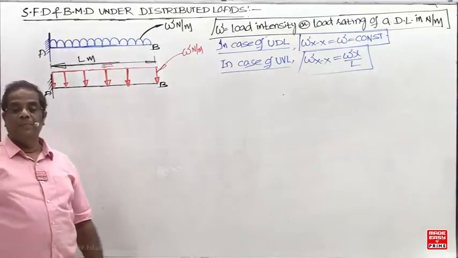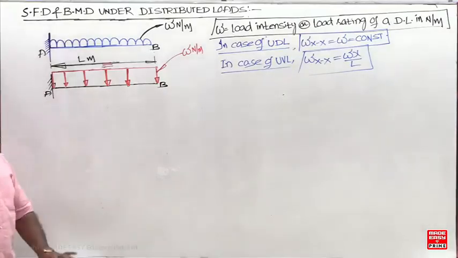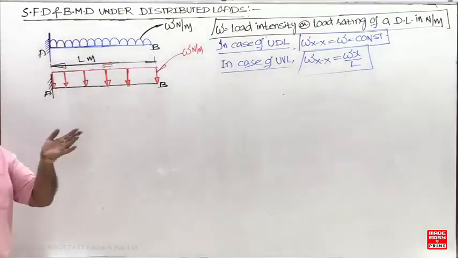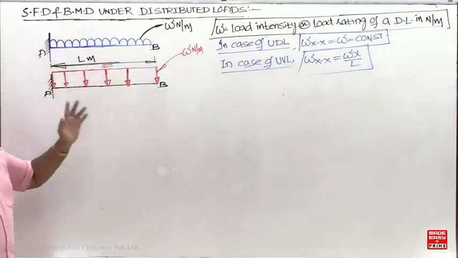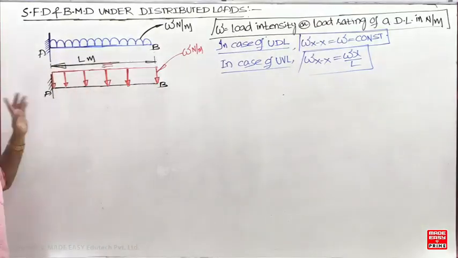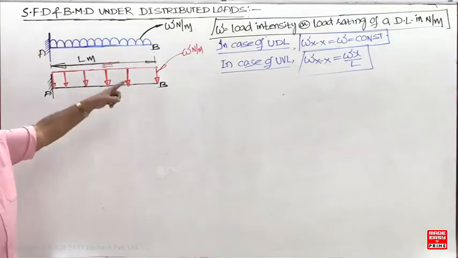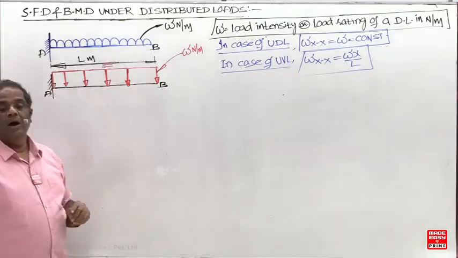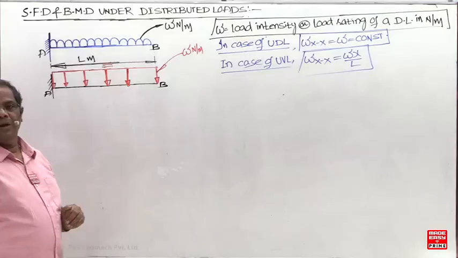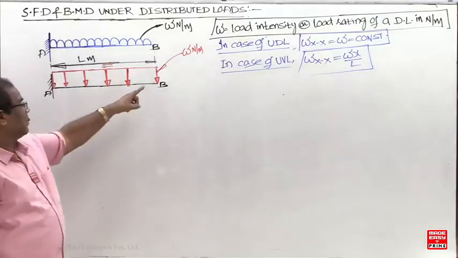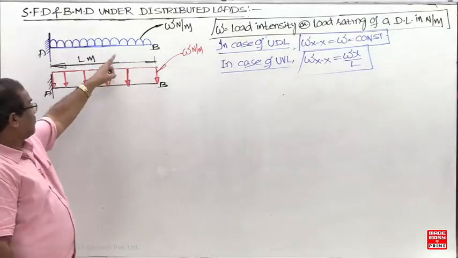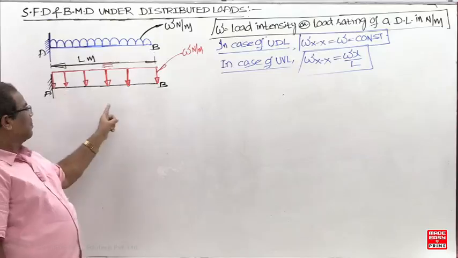Now what should be the first step now? First step is what now? Find out the total load of this distributed load. First you have to find out the reaction. Now the total load of the distributed load you have to calculate. How to find out the total load now? Total load can be calculated by the area of the plane figure.